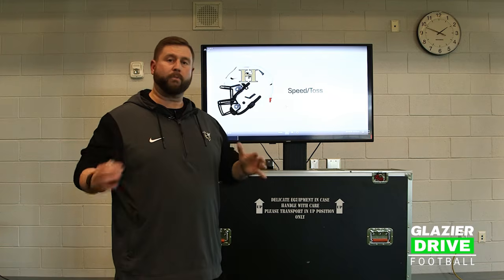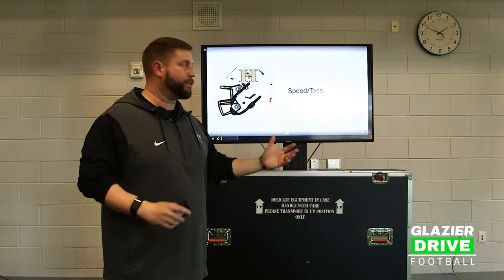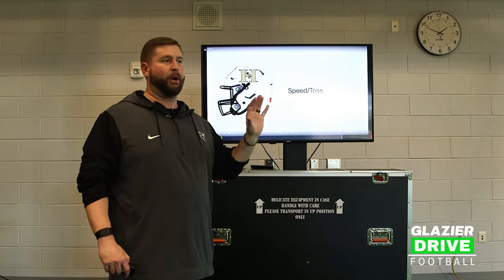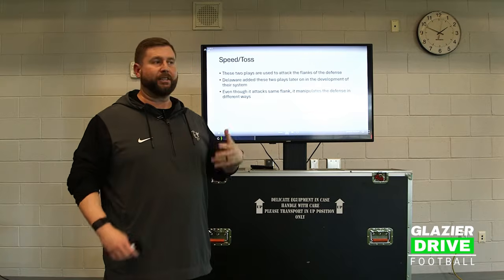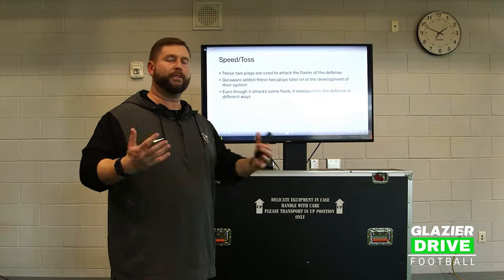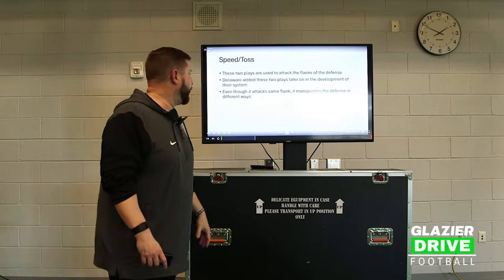We're going to talk about our toss and speed play, which is our flank play. These plays attack the outside of the defense. When I first started running the wing tee, I was just going to run one or the other and not both. As I've evolved, we do both because the motions and the plays manipulate the defense differently, and I'll show you that in the clips.